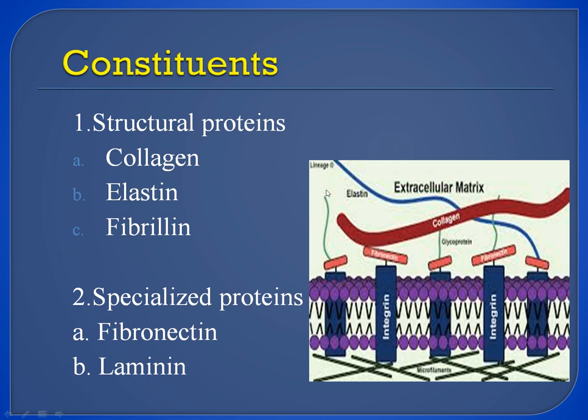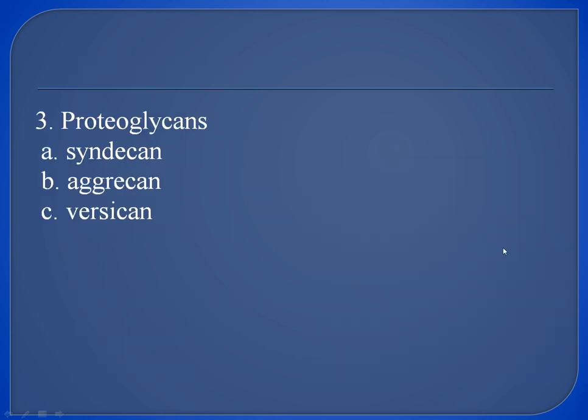Now we see what are the constituents of extracellular matrix. It consists of structural proteins, specialized proteins, proteoglycans. So in structural proteins there are three types: collagen, elastin and fibrillin. In specialized proteins there are fibronectin and laminin. Proteoglycans can be syndecan, aggrecan and versican.